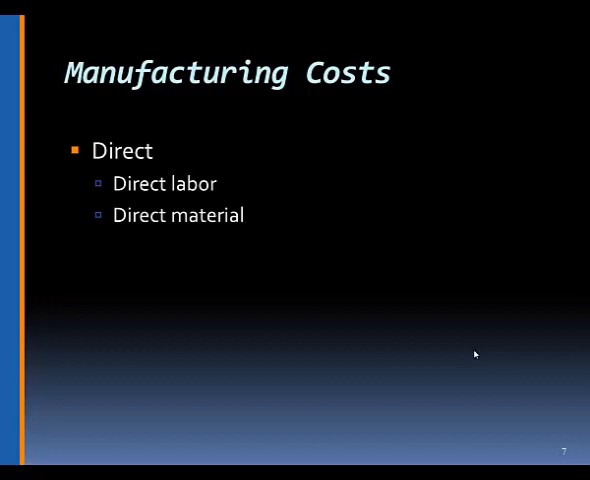Now we can use another term: manufacturing costs in terms of direct. So when they say it's a direct manufacturing cost, they're referring to direct labor and direct material. An indirect manufacturing cost is manufacturing overhead.